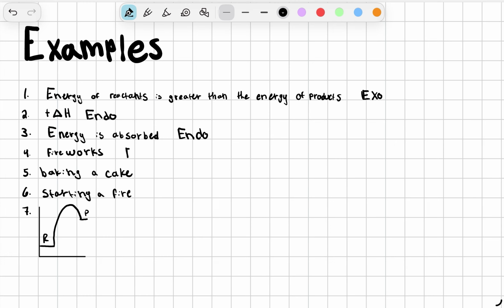Fireworks. Fireworks is an example of an exothermic reaction. It's a combustion type reaction where heat and light is produced. Baking a cake. This is an endothermic reaction. Why? Because we have to add heat to cake batter to turn it into a cake. So it's absorbed a lot of heat, making it endothermic. Starting a fire, this is exothermic, because you're producing heat and light.